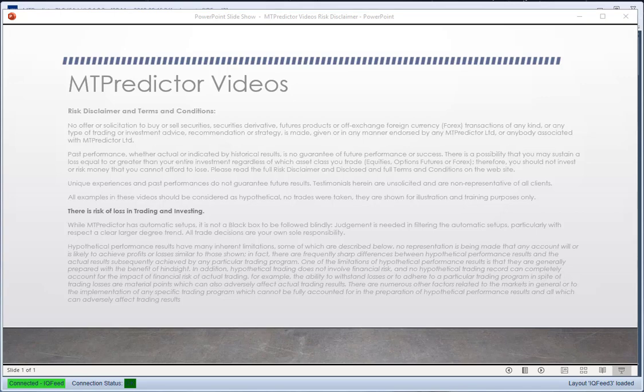In today's MTPredictor video, I'd like to look at an example of day trading the NQ using the new micro mini accounts or contracts that have just been released on the CME. But as usual, let's start with our risk disclaimer.